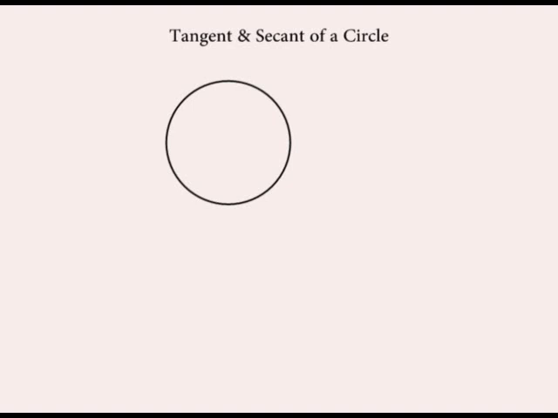And next, tangent and secant of a circle. A tangent is a line that touches a circle at only one point. AB is a tangent to the circle at X. A secant, on the other hand, is a line that cuts the circle at 2 points. PQ is a secant to the circle.